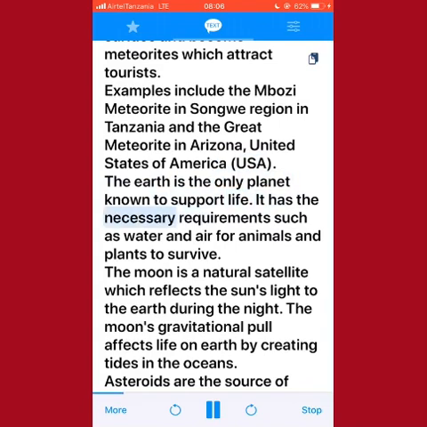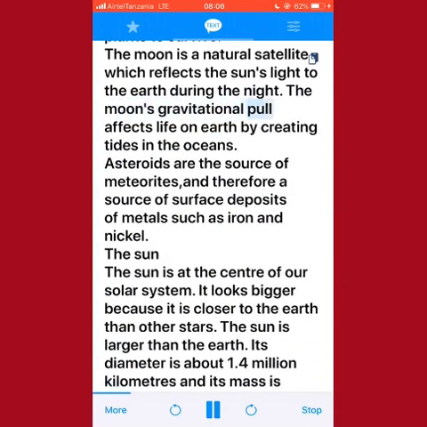The Earth is the only planet known to support life. It has the necessary requirements such as water and air for animals and plants to survive. The Moon is a natural satellite which reflects the Sun's light to the Earth during the night. The Moon's gravitational pull affects life on Earth by creating tides in the oceans. Asteroids are the source of meteorites, and therefore a source of surface deposits of metals such as iron and nickel.